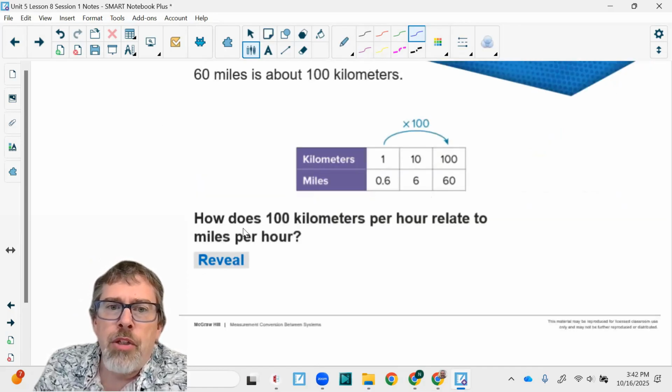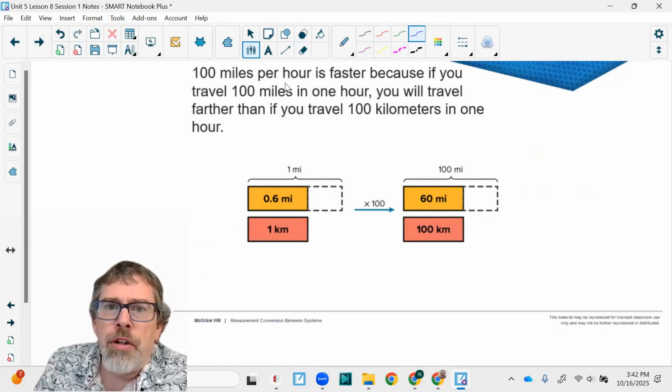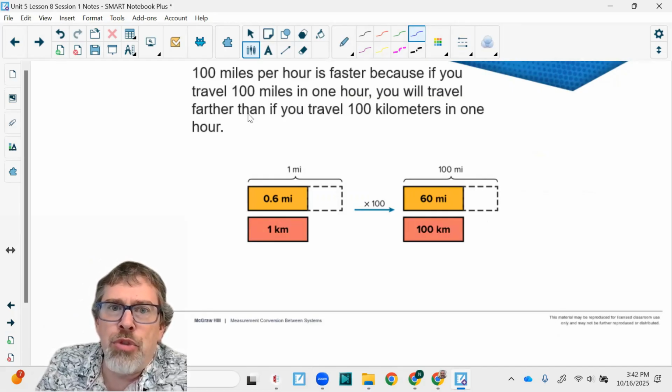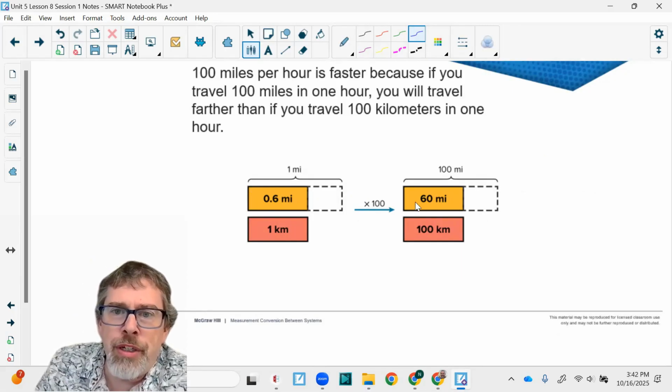Okay? So how does 100 kilometers per hour relate to miles per hour? Well, 100 kilometers per hour is equivalent to 60 miles per hour. So 100 miles per hour is faster because if you traveled 100 miles in 1 hour, you will travel farther than if you traveled 100 kilometers in 1 hour. Okay. So it'd be 100 of these. If we multiply by 100, then if this one square is equal to 60, then 100 would be way out here, and 100 kilometers is here.